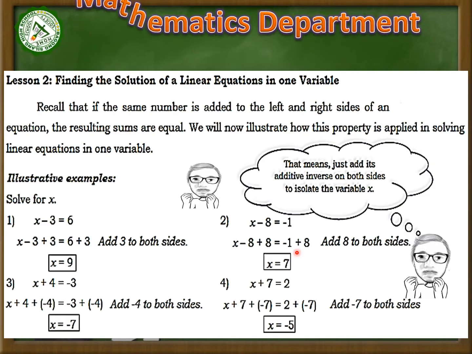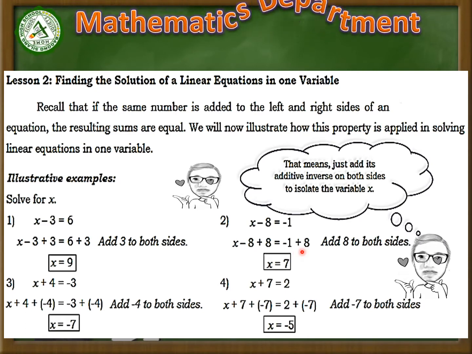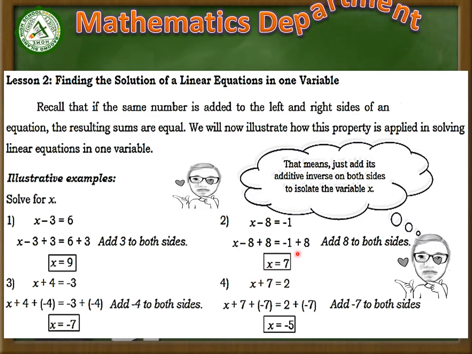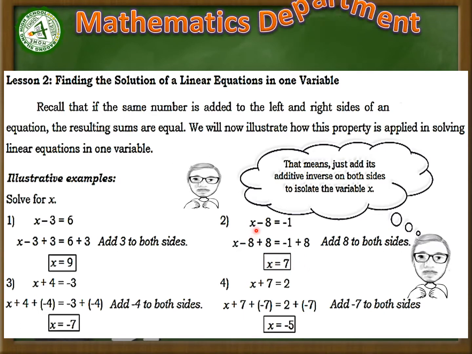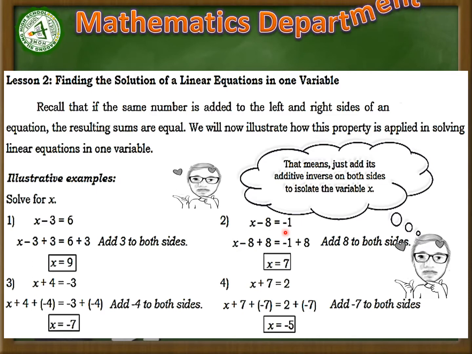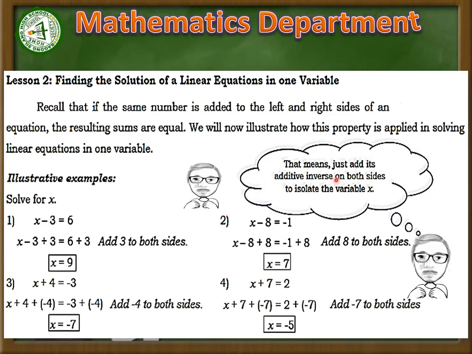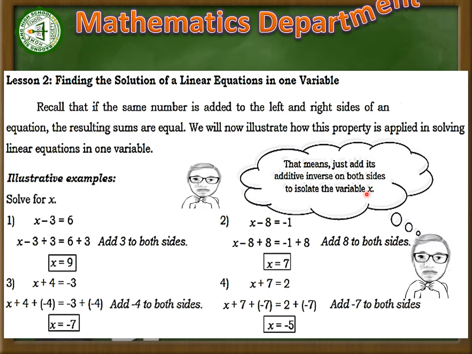So negative 1 plus 8, by addition of integers, the result will be 7. So the value of x equals 7. Let's check. 7 minus 8 equals negative 1. That's correct. So that means just add its additive inverse on both sides to isolate the variable x.